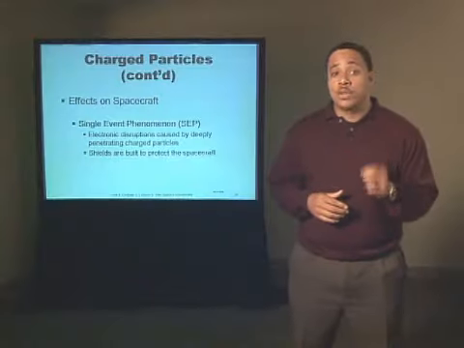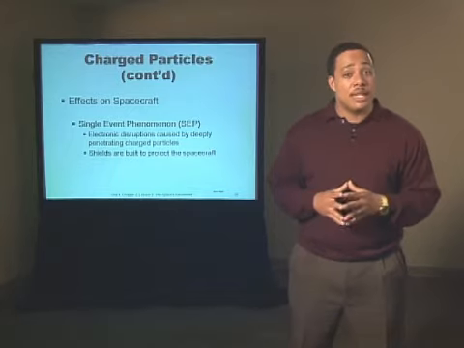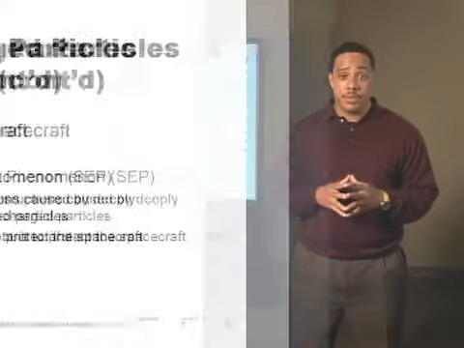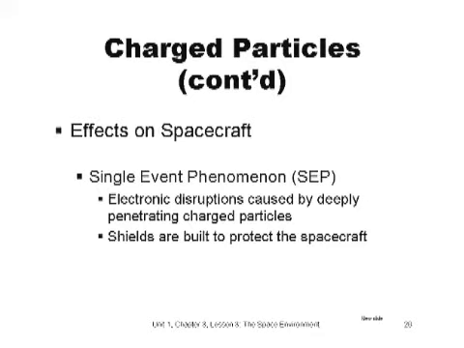When charged particles penetrate deeply into a spacecraft, they can disrupt electronics. For example, charged particles can lock up a computer, causing it to need resetting. Or charged particles can corrupt the memory in the computer. Each disruption is called a single event phenomenon. It's difficult for us to prevent these random events, but spacecraft are built with shields to help protect them and software that allows the computer to manage the effects of charged particles.